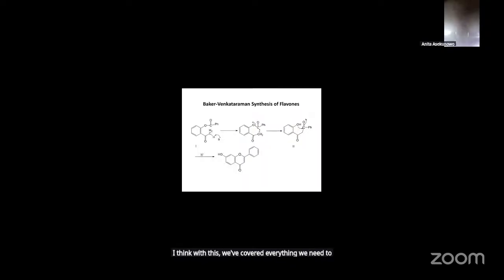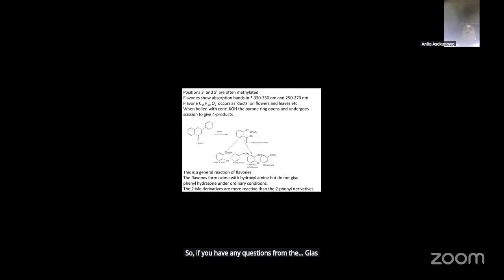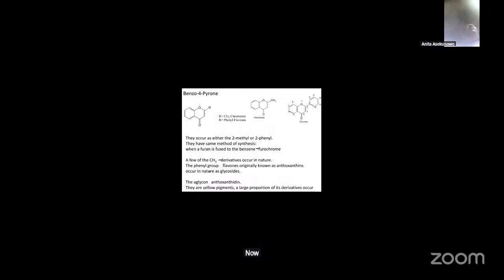I think with this, we've covered everything we need to cover in this course. So if you have any question from the classwork, then unmute and ask your question. Now, the essence of this classwork again is that the classwork is for dual function. Number 1 is going to be part of your CA.